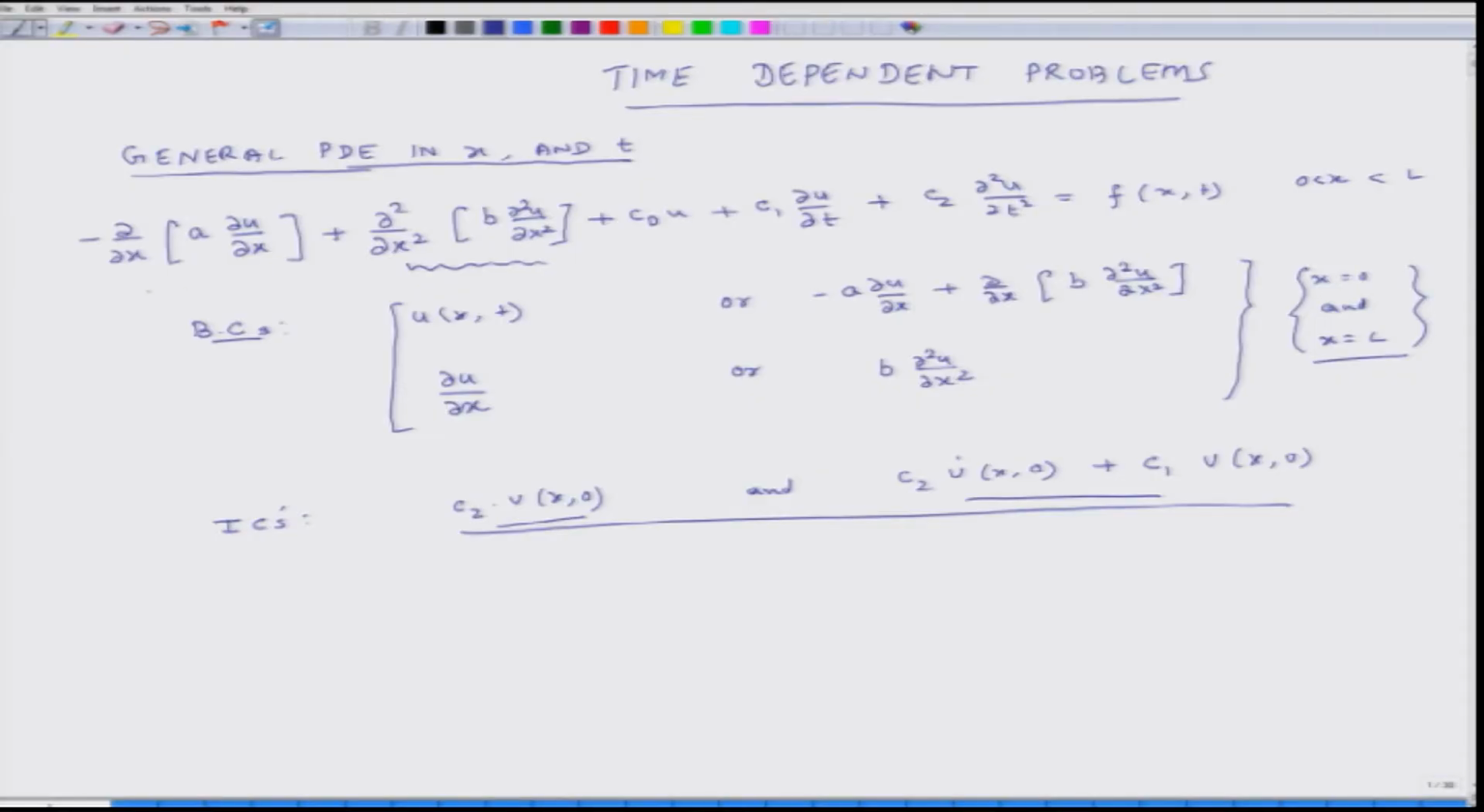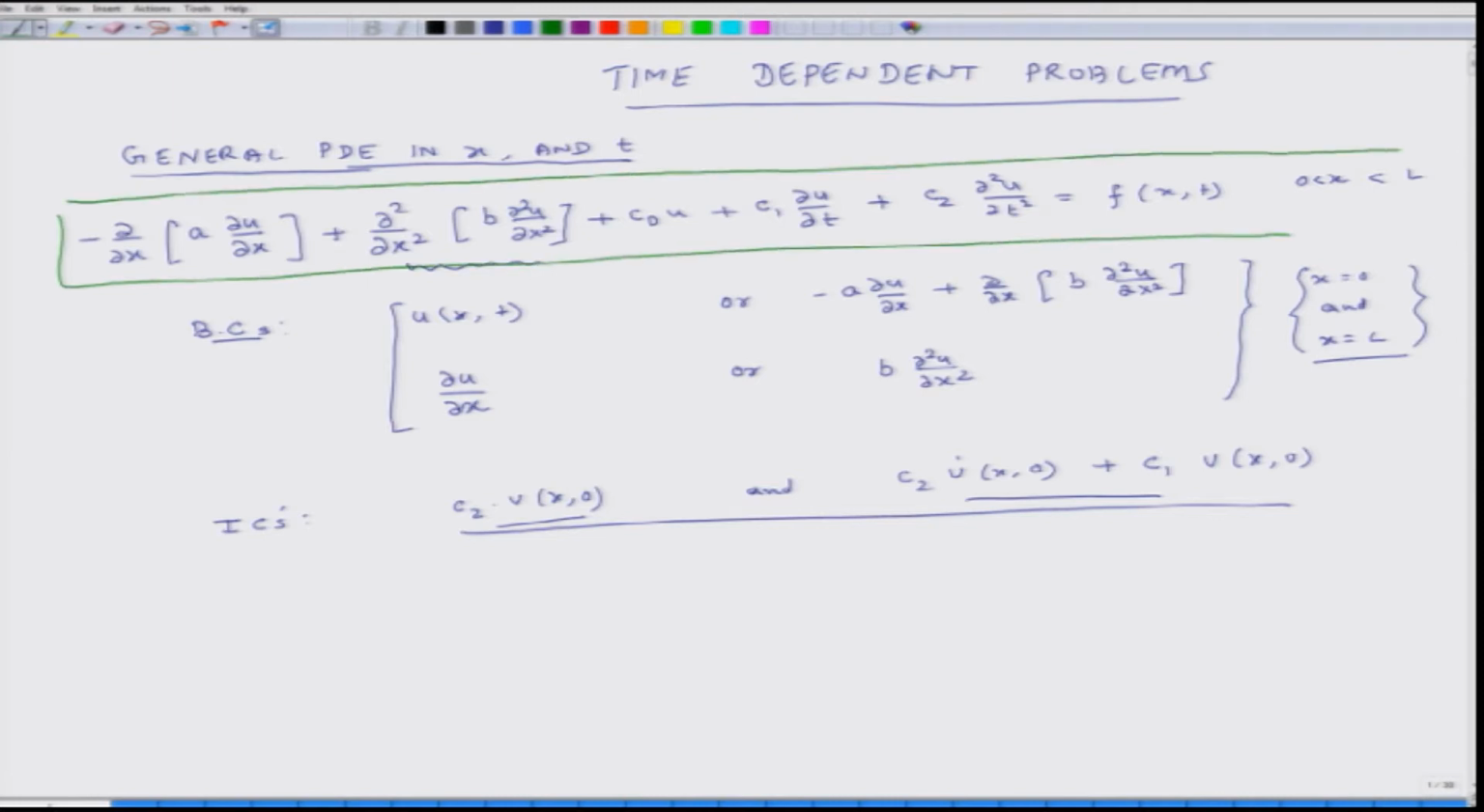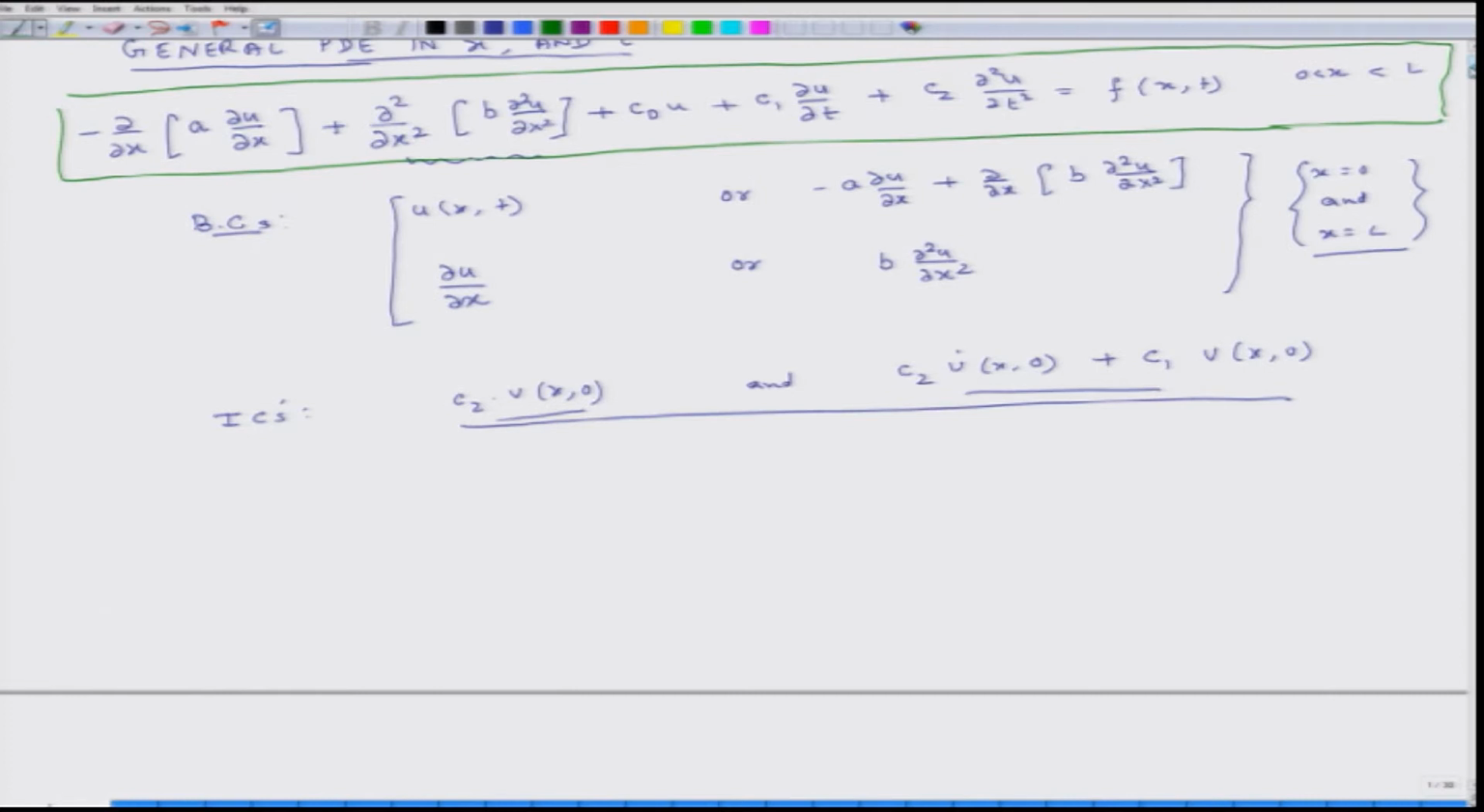So this is the overall differential equation, and this is a pretty generic equation, and depending on which terms we omit and which terms we account for, this general differential equation represents a large number of physical problems. For instance, we will just look at a few cases, not necessarily all.